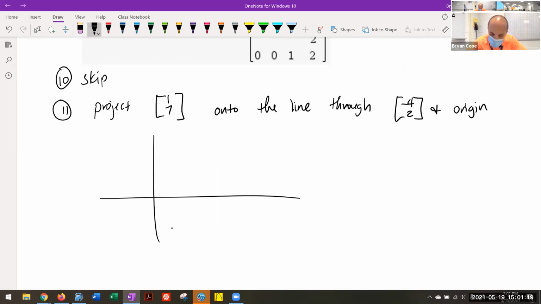So negative 4, 2 is 1, 2, 3, 4, 1, 2. So there it is. We're going to talk about this line that goes through the origin. There we go. Okay, we want to project 1, 7 onto it. So here's 1, 7: 1 and then 2, 3, 4, 5, 6, 7. It's a decent scale. So we're going to take this vector and project it. This will allow us to get an approximate idea of what we think the answer might be before we actually do it.